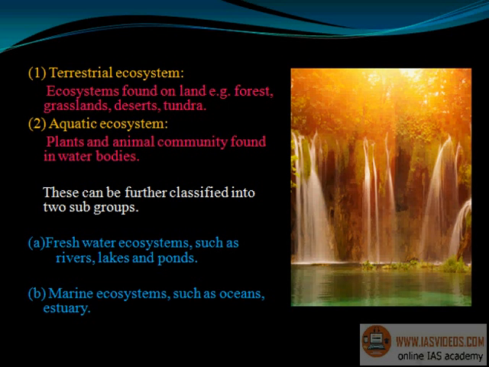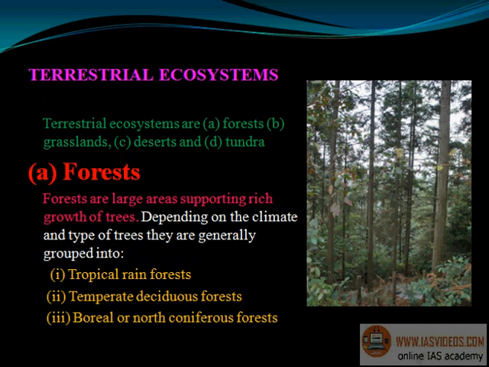These can be further classified into two subgroups. A. Freshwater ecosystems, such as rivers, lakes and ponds. B. Marine ecosystems, such as oceans, estuary. Terrestrial ecosystems are: A. Forests. B. Grasslands. C. Desert.